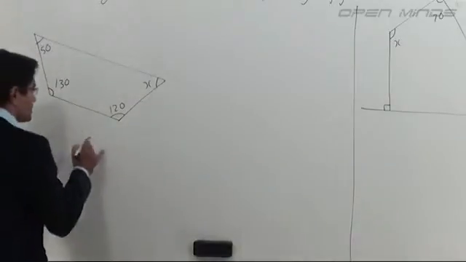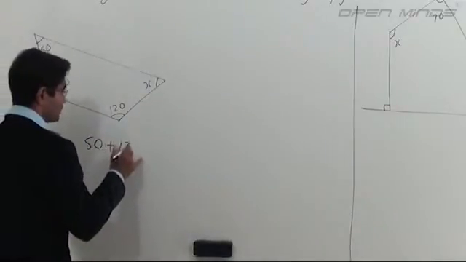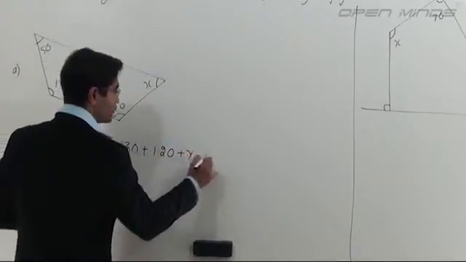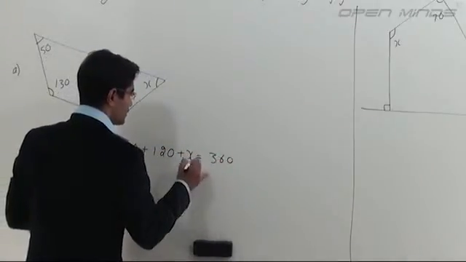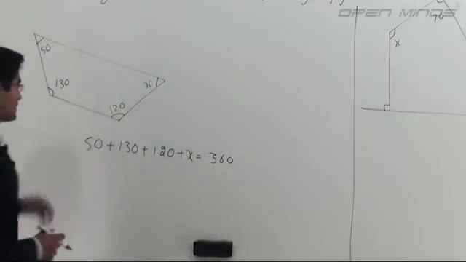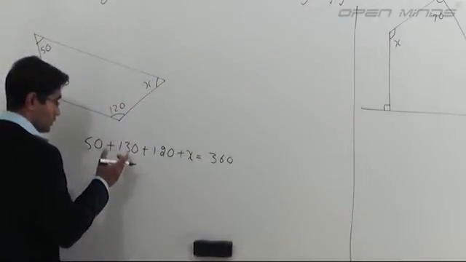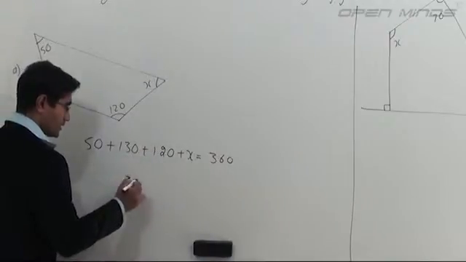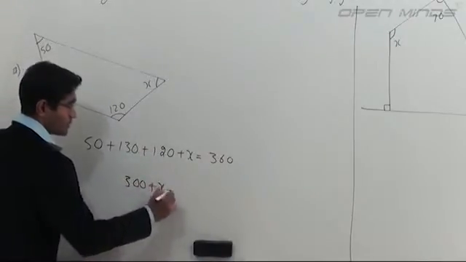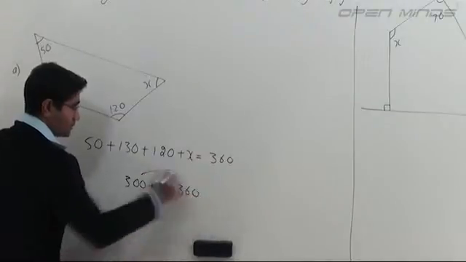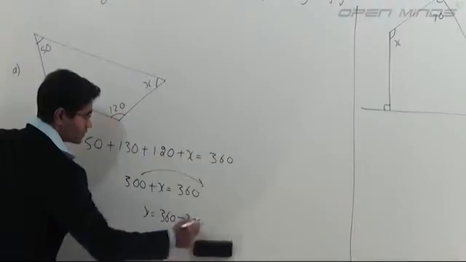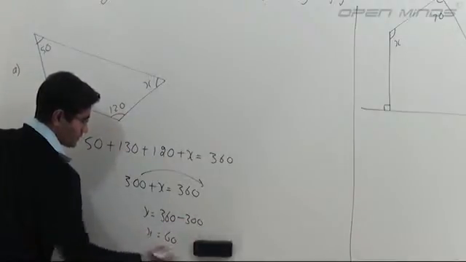So I just need to add 50 plus 130 plus 120 plus x, which should always be 360. We learned this, right? Cool. Now can you add this, guys? That should be how much? 120 and 130 is 180, plus 120 is 300 exactly. Plus x is 360, and putting this on the other side, x is 360 minus 300, which makes it 60 degrees. That's how we find it.